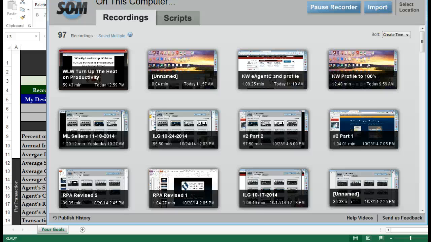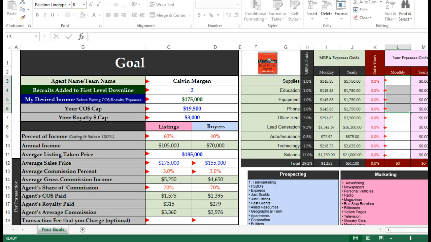So what I wanted to do tonight is to go through what's called the economic model. Gary Keller had interviewed 160 agents that were netting over $1 million a year in net income. And based upon this, he came up with what is the four models of Keller Williams. The first one is called the economic model.